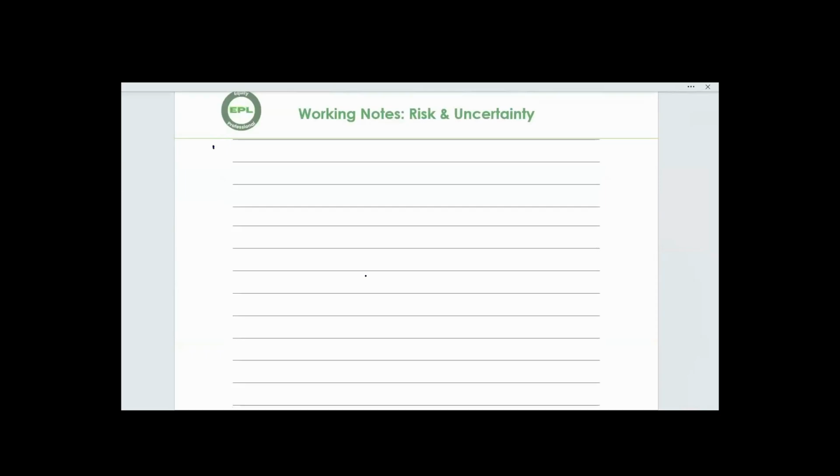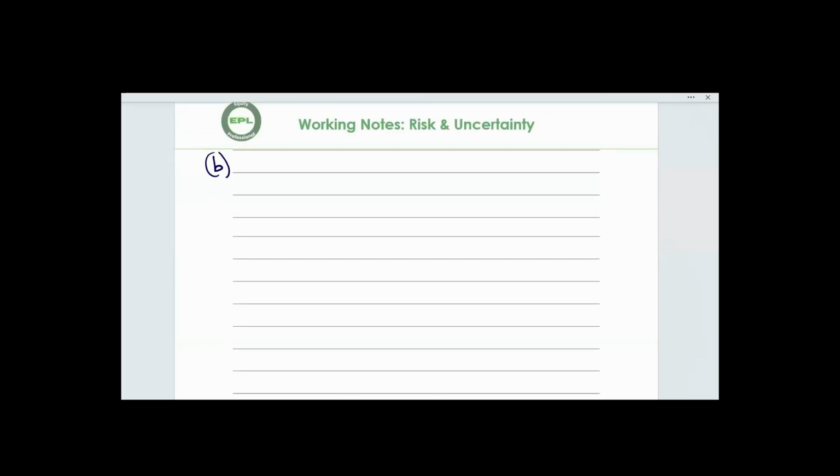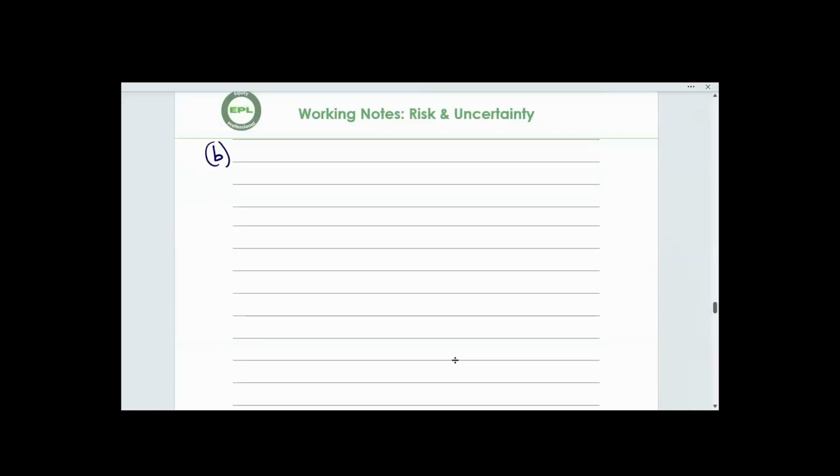So requirement number B. Now, to calculate expected NPV using the simulation method, the first thing you need to do is simulate for each variable. You simulate for revenue, you also simulate for running cost. You then use your simulated results to compute NPV. So quickly, let's simulate for revenue.